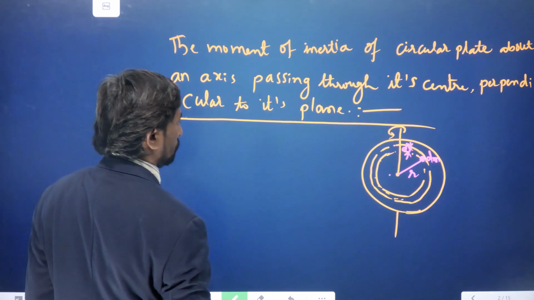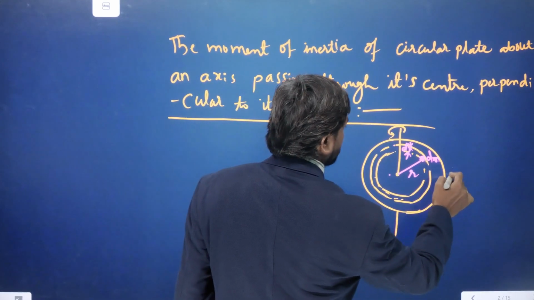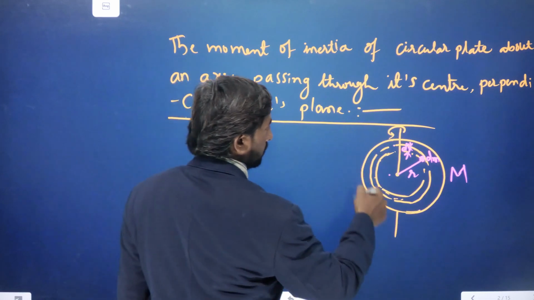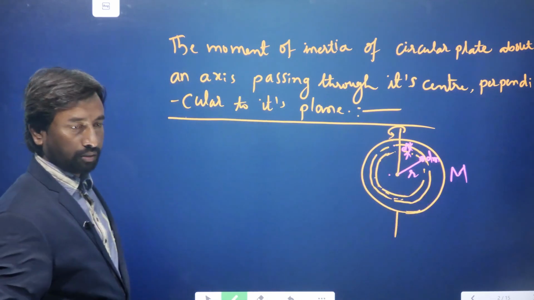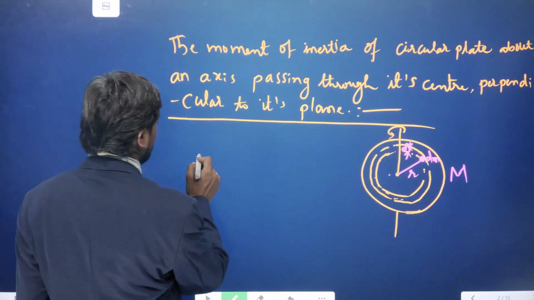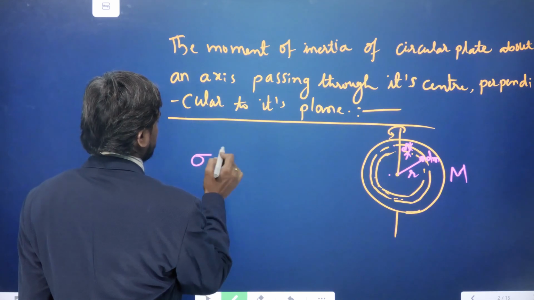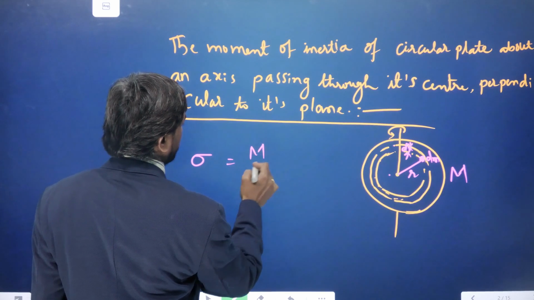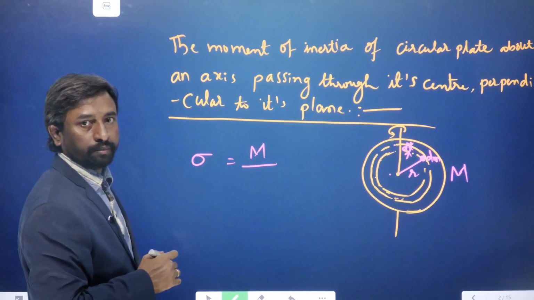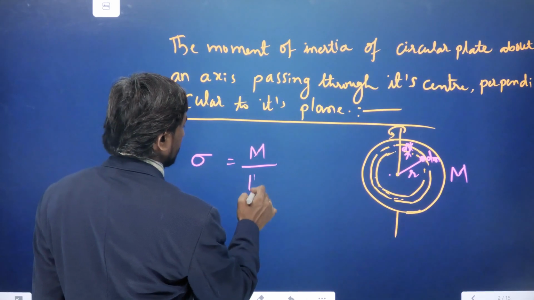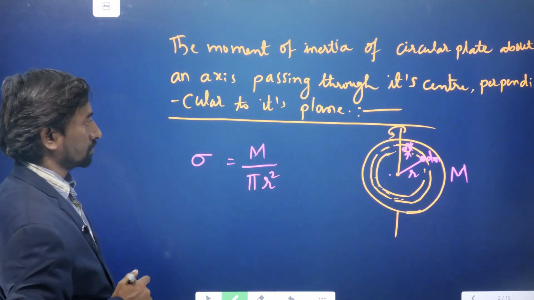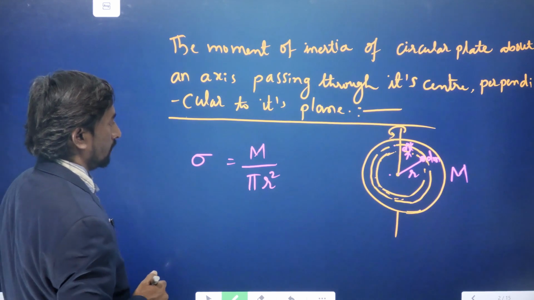Mass per unit area. If we consider the mass of the circular plate is capital M, and the area of the circular plate, the area of the circle, we know that. So we can write the surface density sigma equals mass per unit area, M divided by pi r square. M divided by pi r square we can write there. That is the area of the circular plate.